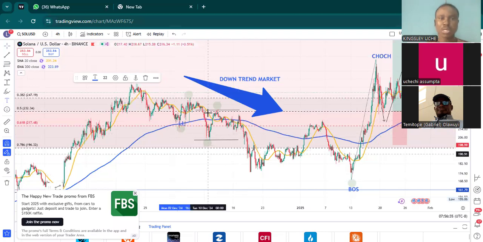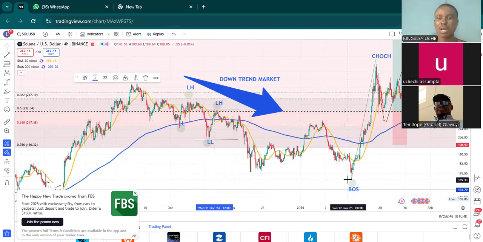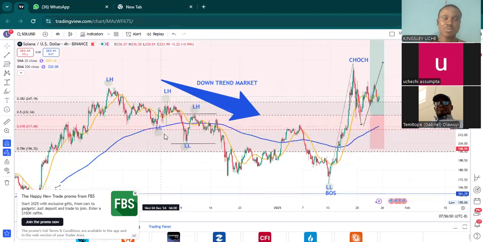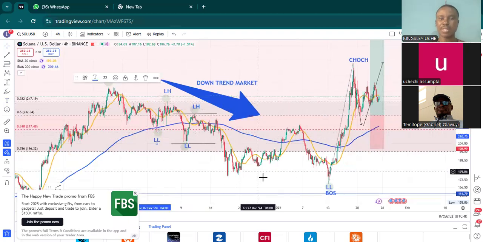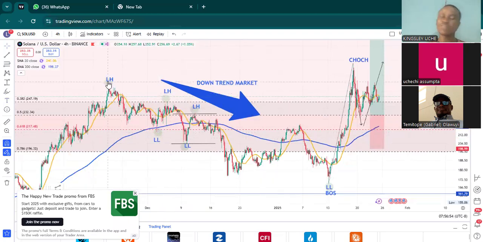Lower low, lower high, lower low, lower low, lower high, and a lower low. Okay. So now we can see clearly that we see a lower high at the top. For a downtrend market, we should have a lower high at the top, a lower low below, a lower high above, lower low, lower high, and a lower low to give us a break of structure.